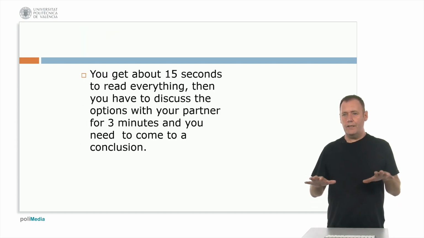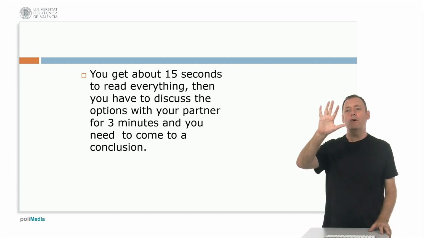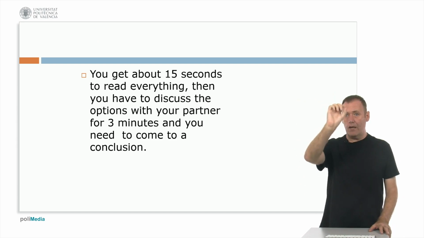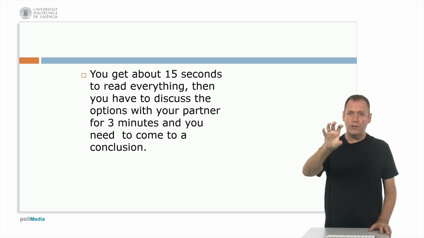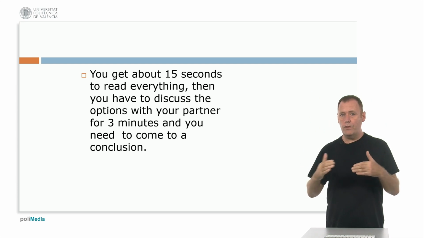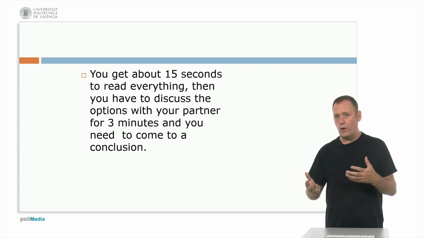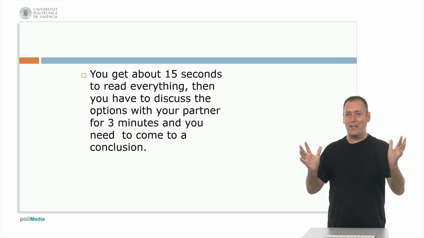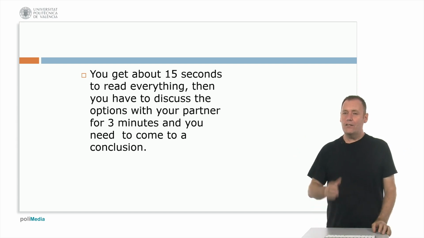You get about 15 seconds before you start to read everything. Usually you have a sort of spidergram with some ideas and a central question. You discuss each option first with your partner and then come to a conclusion, in a perfect situation. And so you talk for about 3 minutes.